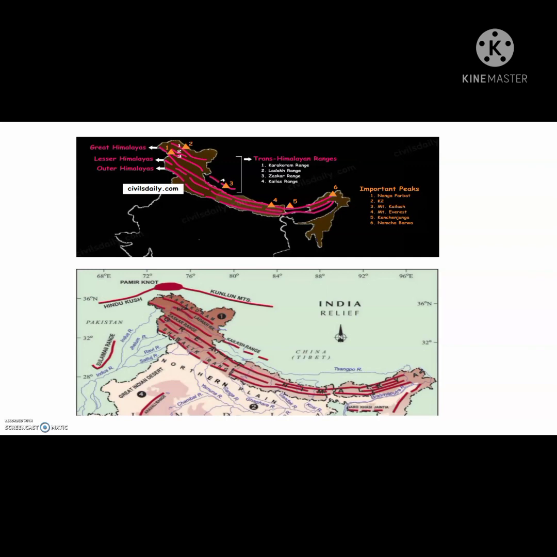The Himalayas can be divided into 3 ranges. The first one is Himadri, the second one is Lesser Himalayas, the third one is Shivaliks. Himadri is also called Greater Himalayas. Lesser Himalayas is also called Himachal. Shivaliks is also called Outer Himalayas.